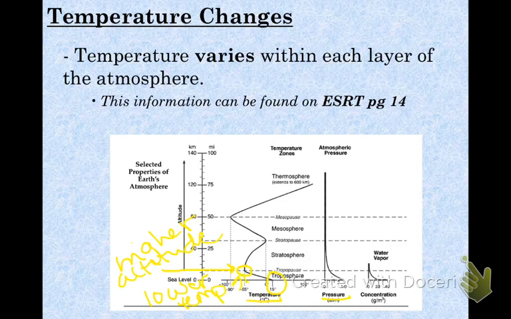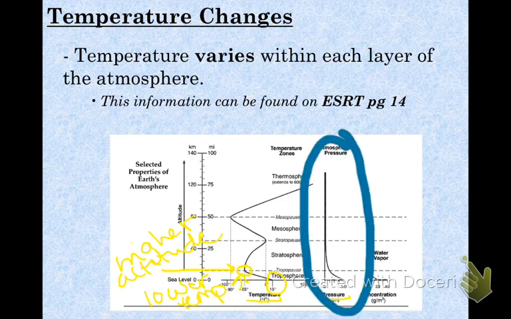Then when you get to the stratosphere, the opposite is happening. The temperature increases as you go up in altitude. Then the mesosphere is similar to the troposphere. And this graph right here shows the relationship between pressure and altitude.